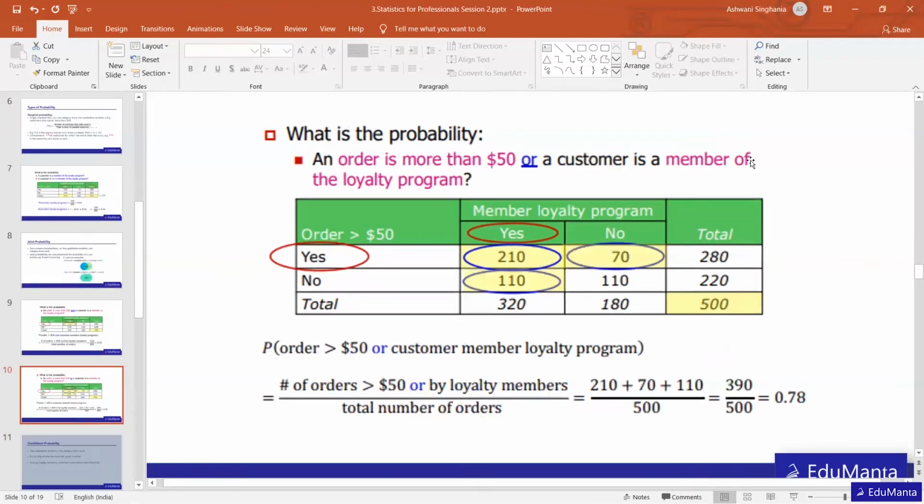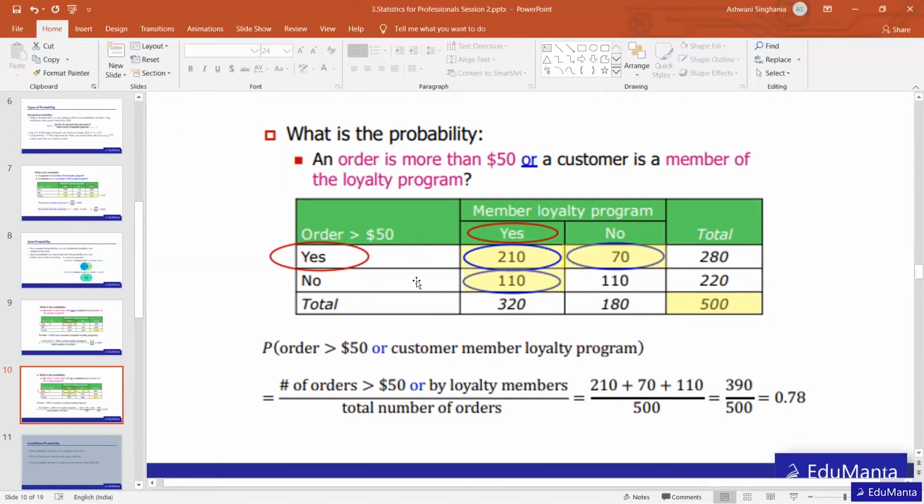Whereas when we talk about "or", we are talking about all the parts. So if we are asking what is the probability an order is more than $50 or a customer is a member of the loyalty program, either of the conditions will suffice. Of course, those people who are members of the loyalty program as well as order more than $50 will be part of our probability.